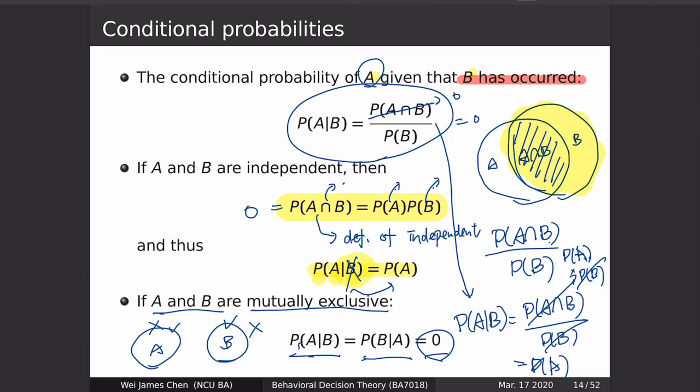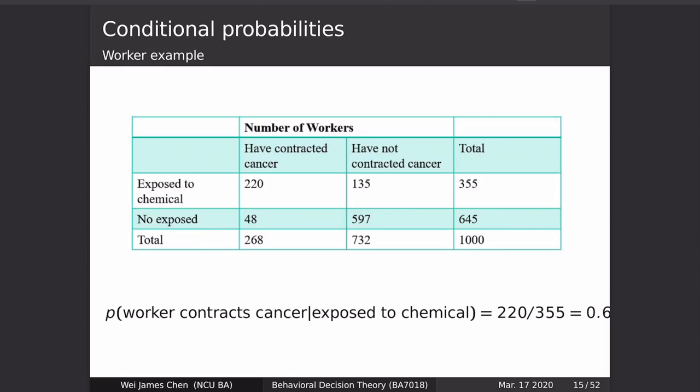Okay, so from the same table that we looked at before, the number of worker example, how do we define the conditional probability? This is actually also quite simple. We want to know, for example, given that someone has been exposed to chemical, what is the probability that this worker has cancer? So given that you are exposed to chemical, who are exposed to chemical? These people are exposed to chemical. Out of these 355 people, how many have the cancer? That's 220, right? So you do 220 over 355.